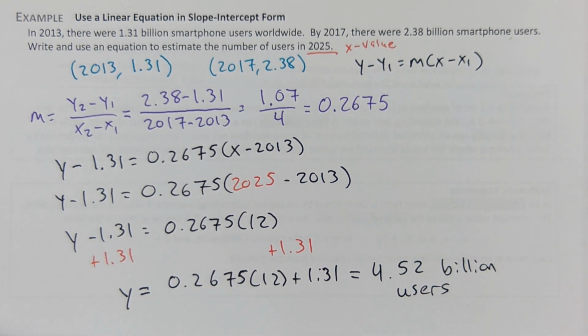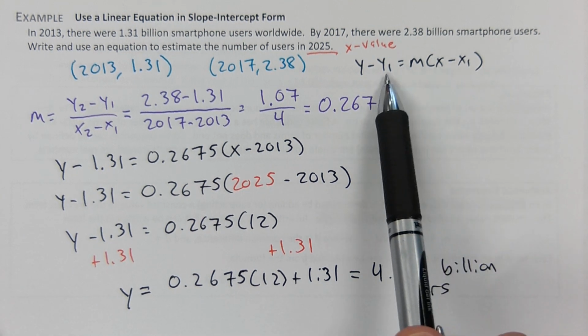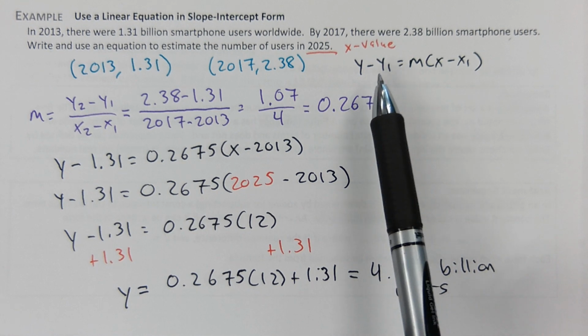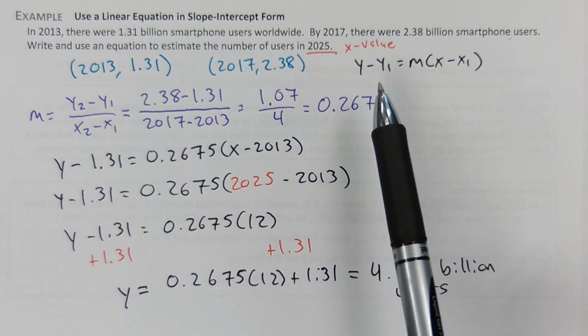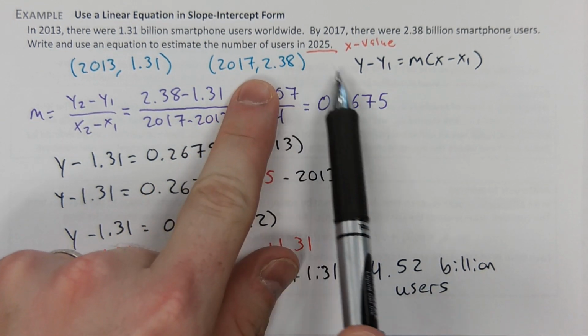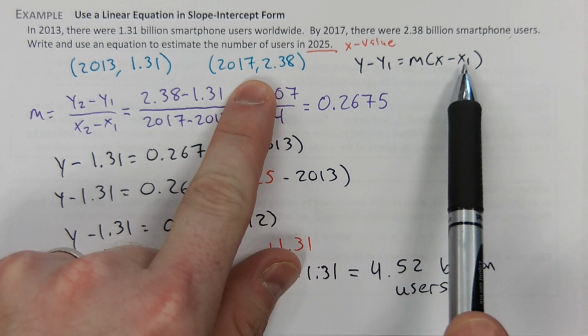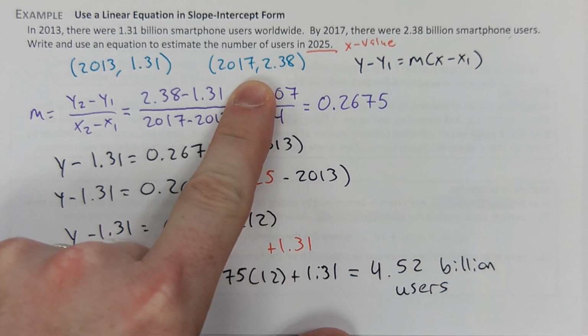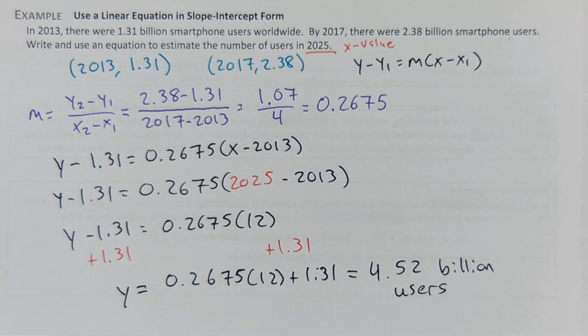A scientific calculator for the test? Yeah, if you need it, yeah. I'm just wondering, were you plugged in 2013 and 1.3? Because that also worked if you plugged in 2017 and 2.38. Yes, so I know the formula says x1, y1, but that just means any coordinate that you know it goes through. So I could have used 2.38 and 2017 right there, and I've gotten the exact same answer down here. Absolutely.